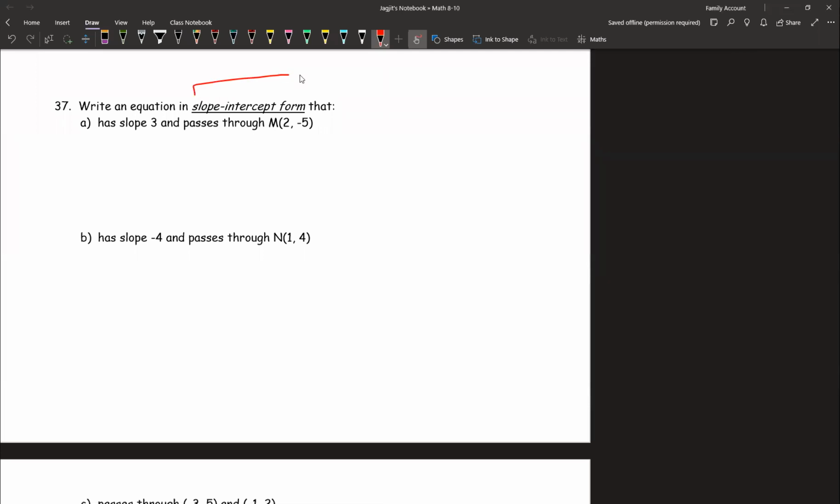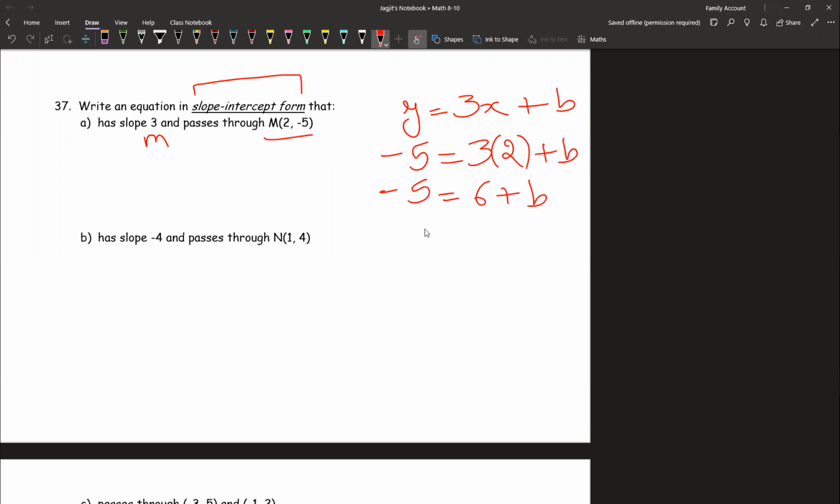Okay, over here, they're saying find the equation in slope-intercept form, where the slope is given to you as 3, and here's the point. So you will say, okay, y is equal to mx plus b, which is 3x plus b. We need to find the b value now, right? So we have to plug in this point for x and y. Plug in minus 5 for y, and plug in 2 for x. So minus 5 is equal to 6 plus b. Move the 6 over to the other side. You get minus 11. Plug it back in. y is equal to 3x minus 11. Okay. They said we have to write this as slope-intercept.